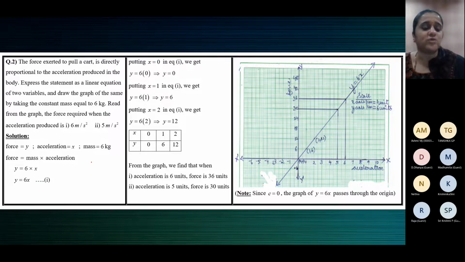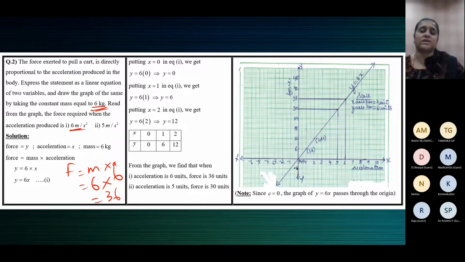Yes, this is finding using the formula. Force is equal to mass into acceleration. The mass is given here, 6. The mass is 6 and acceleration is 6. So this is finding the answer algebraically, 36. Same thing you will get here on the graph. You're right. Yes. Now I understood your question.